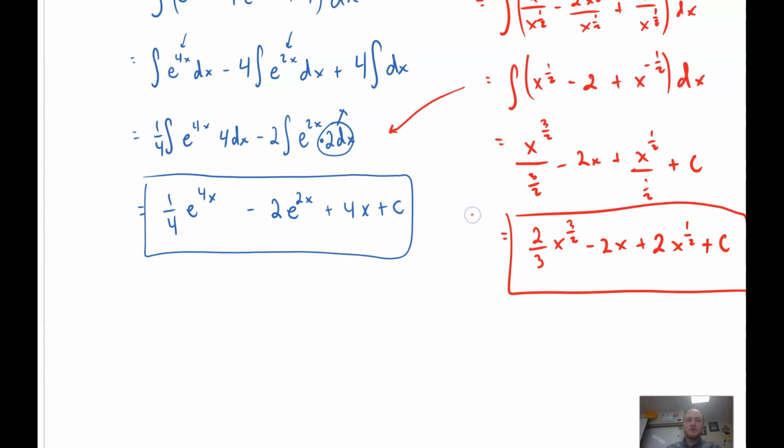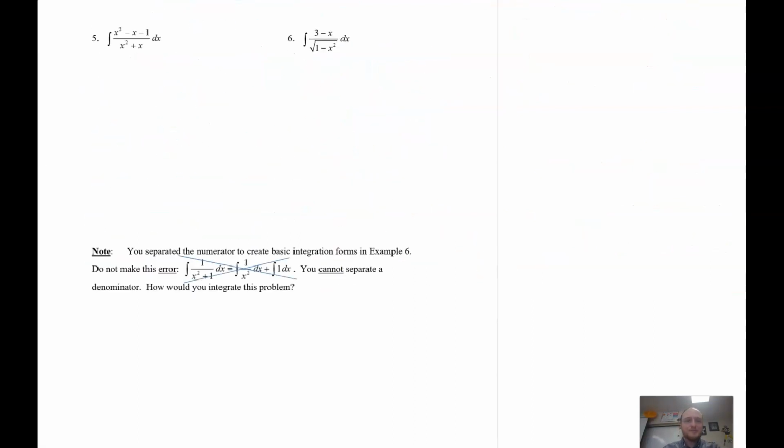Not too bad, right? Those are the ones we hope for. We hope we can expand and integrate piece by piece, or divide by a monomial and integrate piece by piece. Okay, let's go ahead and check out some more complicated ones.